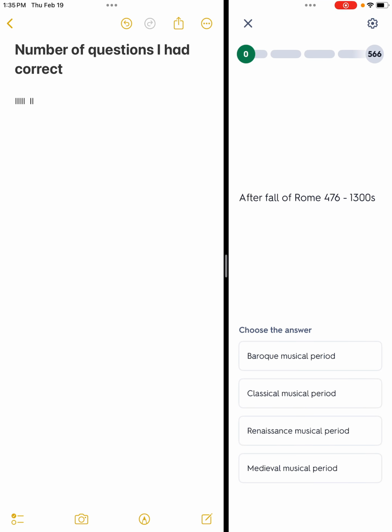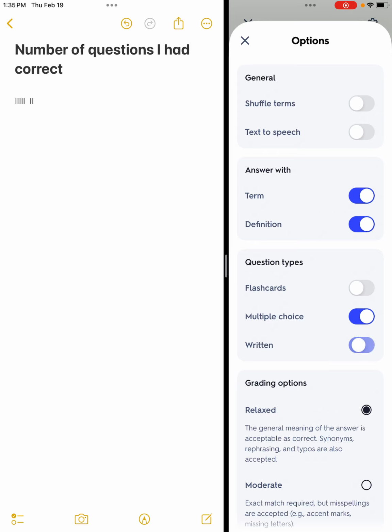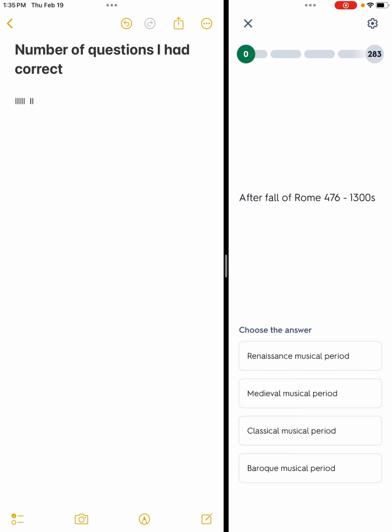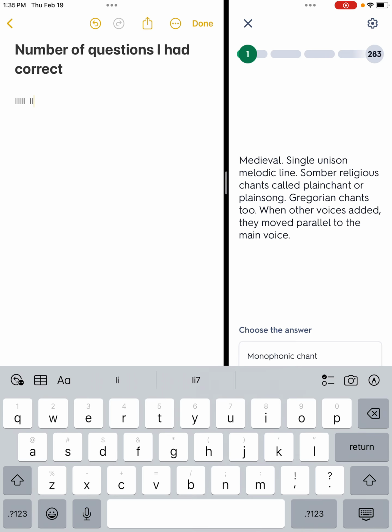After the fall of Rome, 476 to 1300s. And I'm not going to go with the written response. I'm going to just go to multiple choice. There we go. Let's try this one. So the time after the fall of Rome is medieval. That is 8. Eight correct responses.